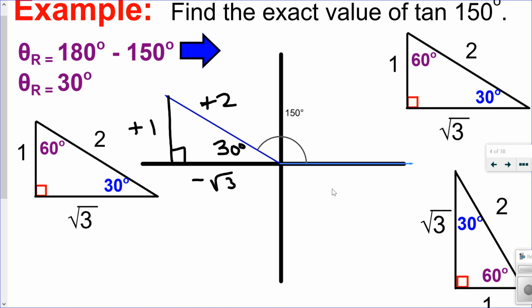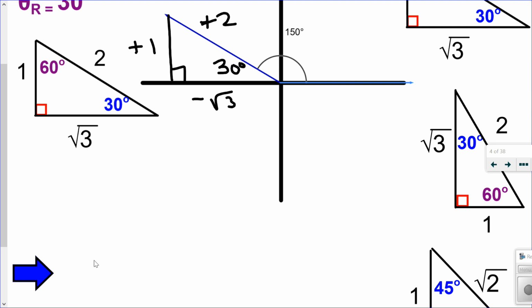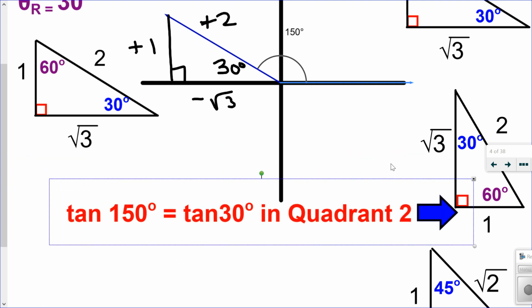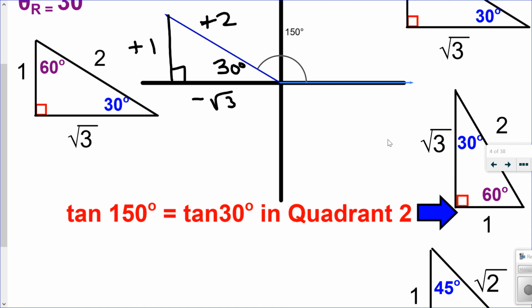Okay, so now I want to find tan of 150. So as I said before, tan of 150 is going to be the same as tan of 30 degrees in quadrant number 2. So tan of 150 is the same as tan of 30 degrees in quadrant 2. So I know that tan of 150 is going to equal opposite over adjacent, 1 over negative root 3.